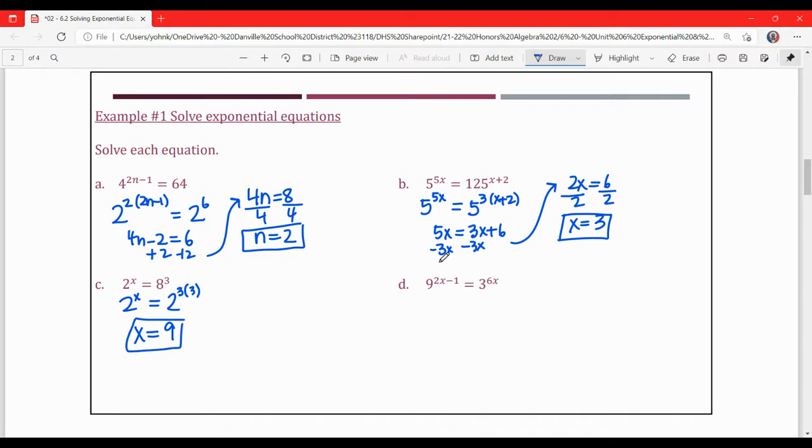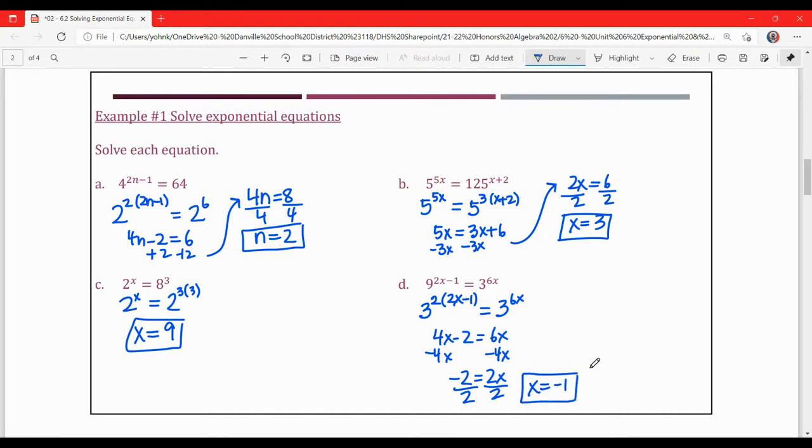Short and sweet. Letter D, the bases are 9 and 3, so I can set them as powers of 3. So 3 to the second, and I also have a 2x minus 1 hanging out, and 3 to the 6x. Bases are the same, so set the exponents equal to each other. At the same time, distribute. So 4x minus 2 equals 6x. Letters on one side, so minus 4x to both sides. Negative 2 equals 2x. Divide by 2. And you get x equals negative 1. So that's how you solve exponential equations.